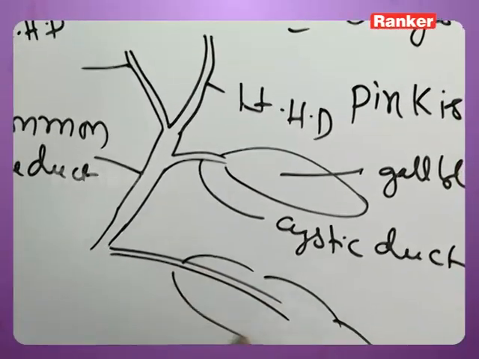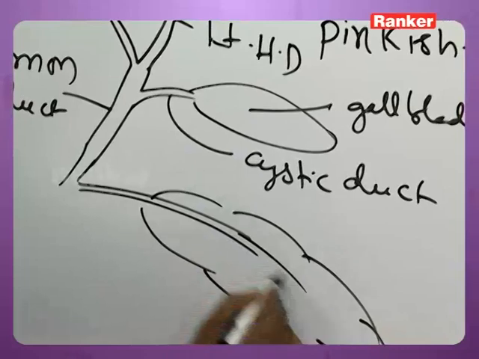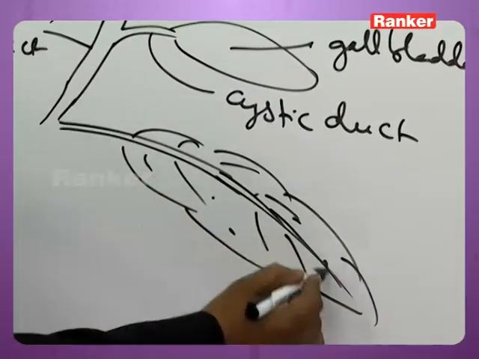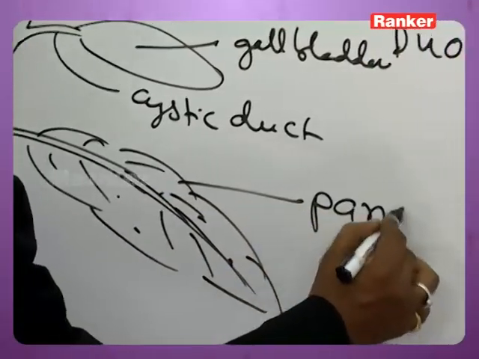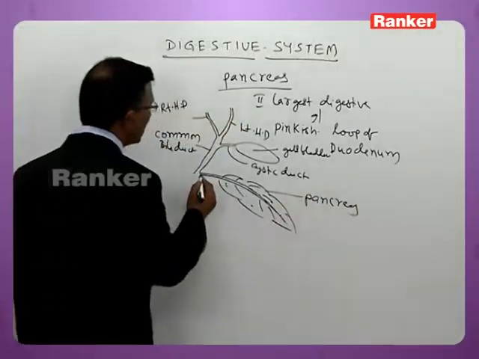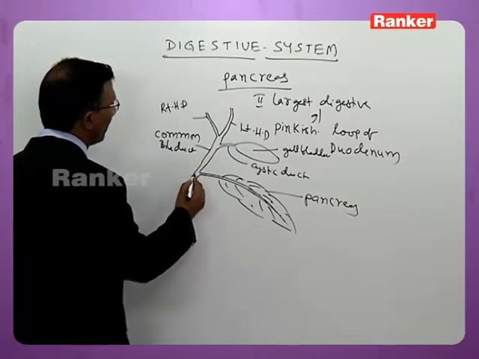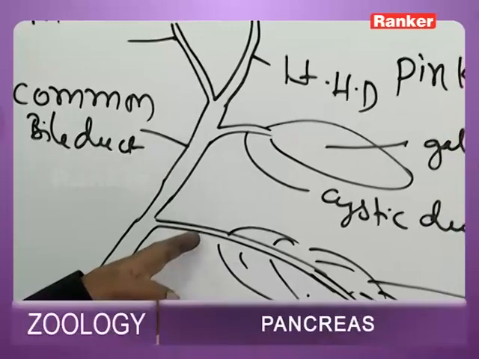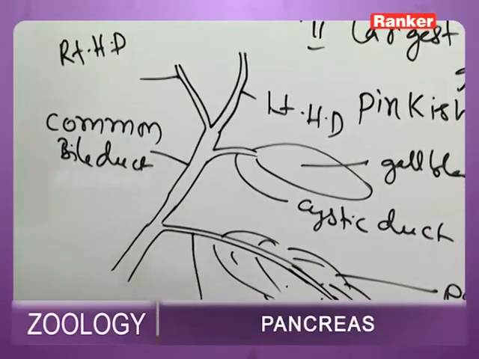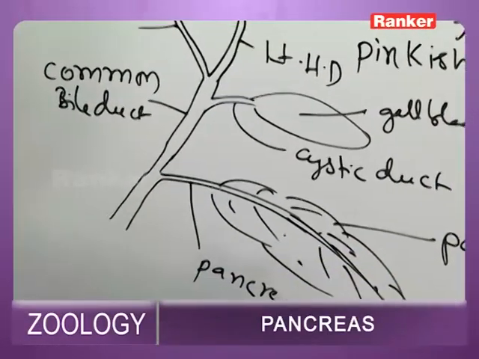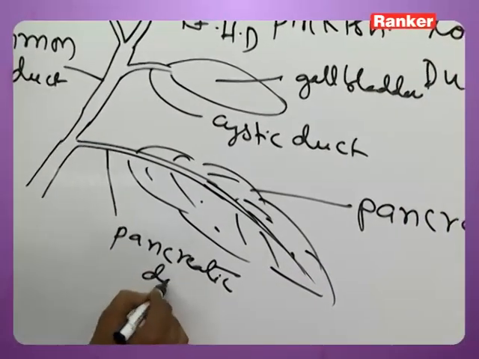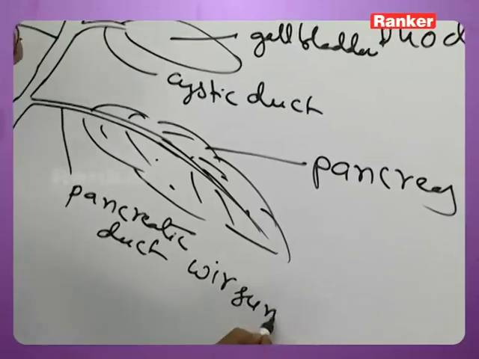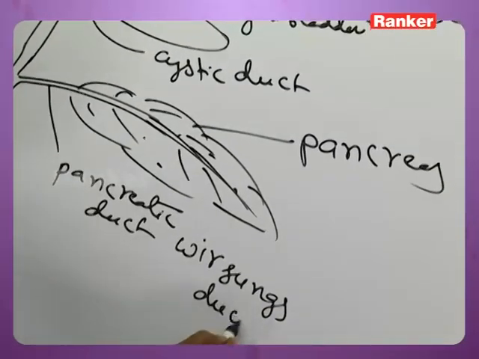Here you have a pancreas like this. This is pancreas. So common bile duct here now unites with pancreatic duct. Now this pancreatic duct is also called Wirsung's duct.